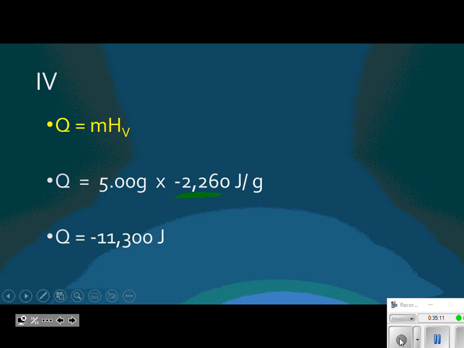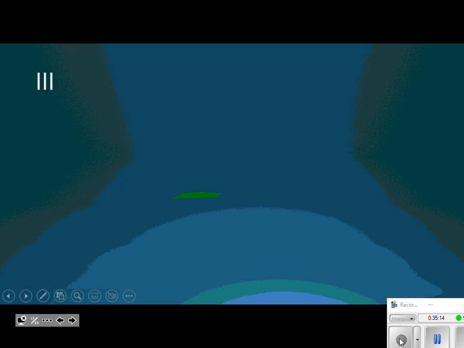Moving on down to area 3. In area 3, we have Q equals M, C of the liquid, delta T. Well, what's my value for M? 5.00 grams. What's my value for C of a liquid? 4.186 joules over grams times degrees Celsius.